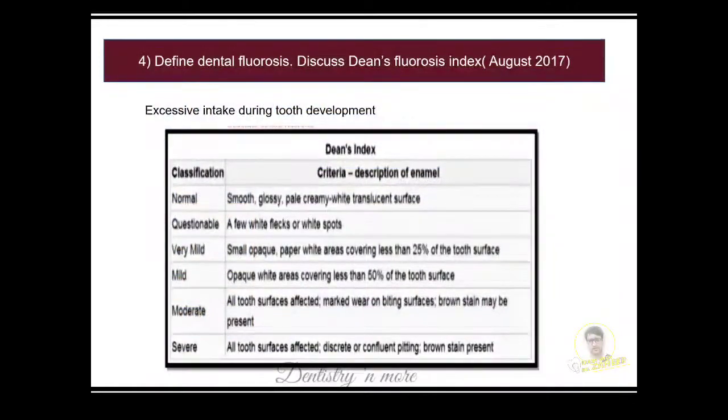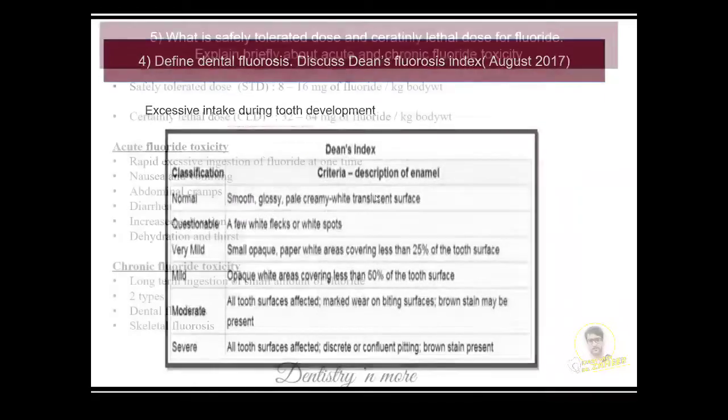Next question was, define dental fluorosis and write about Dean's fluorosis index. Dean's fluorosis index was put forward in 1934, later it was corrected in 1942. So it has got a 6 scale, ordinal scale: normal, questionable, very mild, mild, moderate and severe. So you need to write about each category.